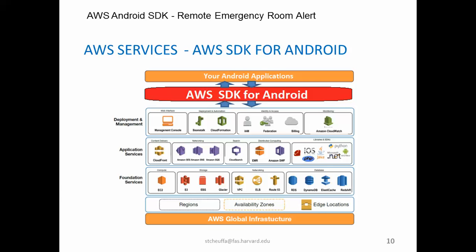So we use the AWS Android SDK to develop the program. And we just have a diagram to show where it sits in the infrastructure of AWS. At the bottom, going up, we have the AWS Global Infrastructure, which is basically the network and the servers and everything at the physical level. And going up, it's all organized into regions, foundation services, application services, and then deployment and management. Basically, AWS SDK for Android provides APIs to our applications so that they can access, call, and use all AWS services.